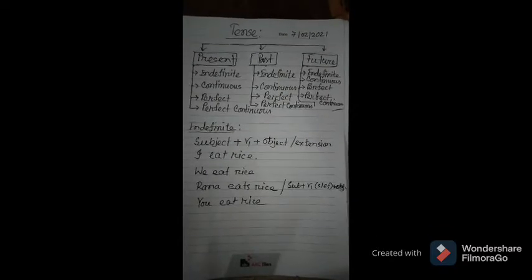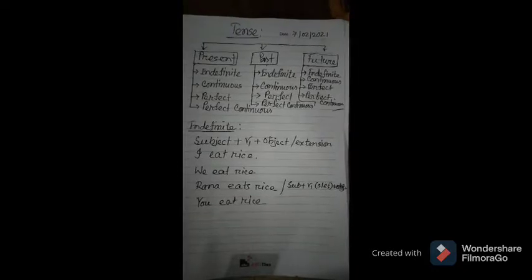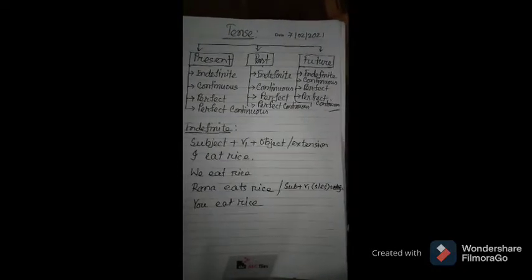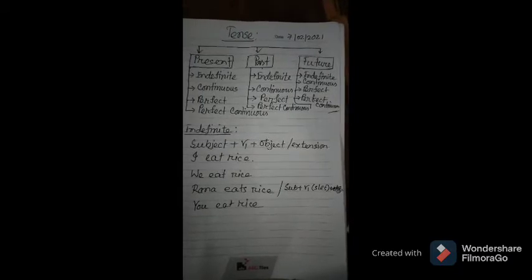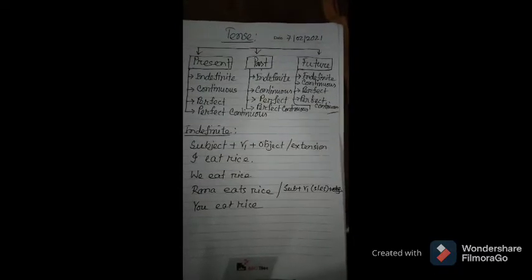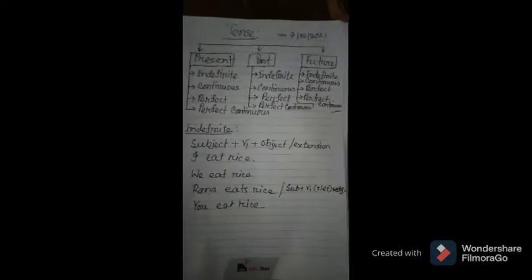So let's see the structure of indefinite tense. At first we need to have a subject when it is an assertive sentence, and then the present form of verb. I must say present form, not base form. Present form, and then at last we can have object or extension.